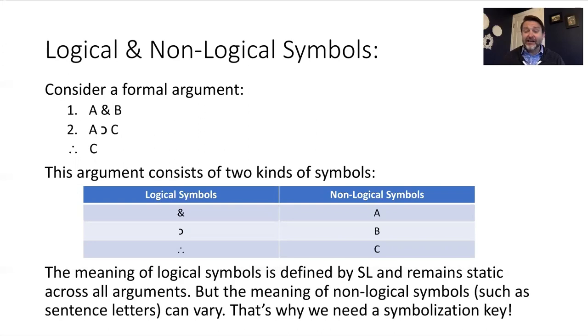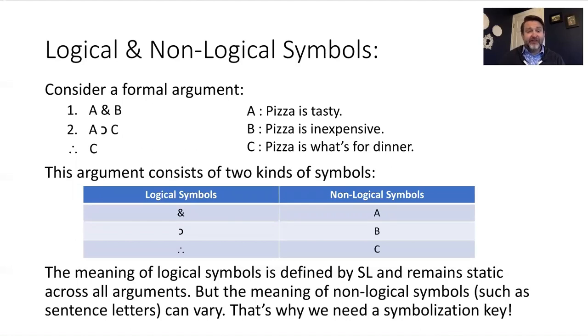So that's why we need a symbolization key. So in this argument, these letters may stand for the following. This argument may say, pizza is tasty and pizza is inexpensive. If pizza is tasty, then pizza is what's for dinner. Therefore, pizza is what's for dinner, right? So in this particular instantiation of this argument, that is the meaning of the sentence letters.